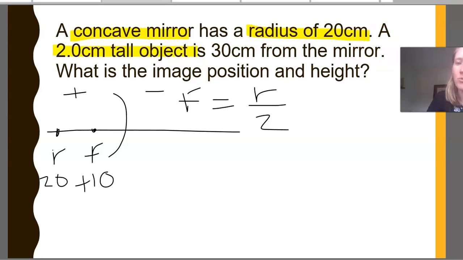A 2 centimeter tall object, 30 centimeters from the mirror. So two different things going on here. This is how tall the object is, 2 centimeters, so that's the height of the object, HO. And 30 centimeters from the mirror, so that's the distance of the object, DO. So we want to know the image position and the image height. So again, we're going to be solving for the distance of the image and the height of the image, just like the last one.